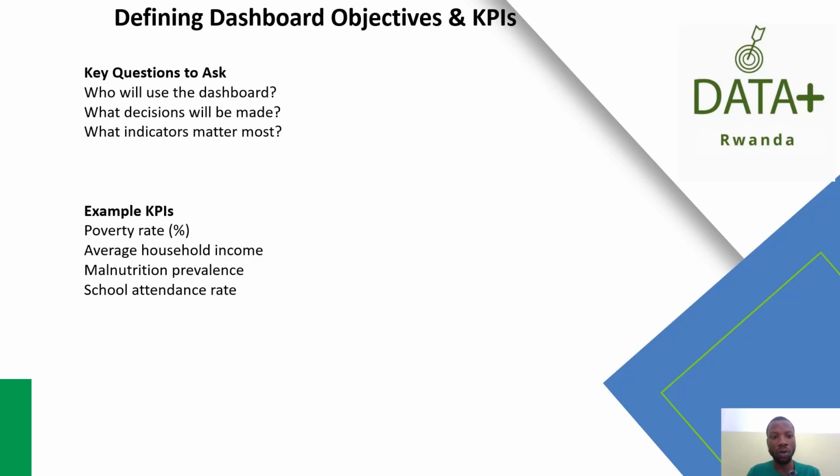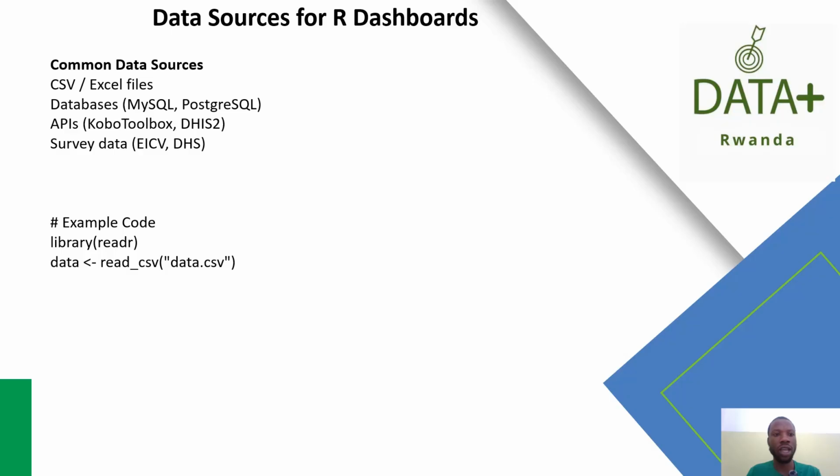And here are examples of key performance indicators: poverty rate, average household income, malnutrition prevalence, and school attendance rate. Those are also examples of key performance indicators you can consider while you are trying to make the interactive dashboard. There are common data sources where the data comes from when we are developing the dashboard: CSV or Excel files, databases, APIs, DHMIS, survey data.